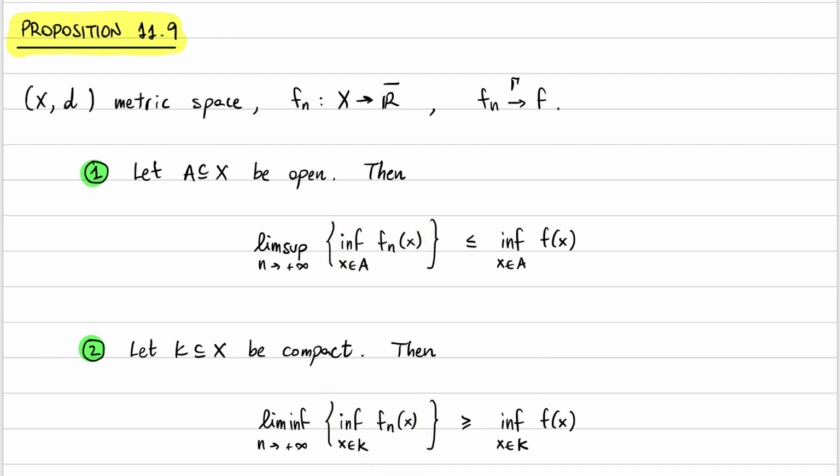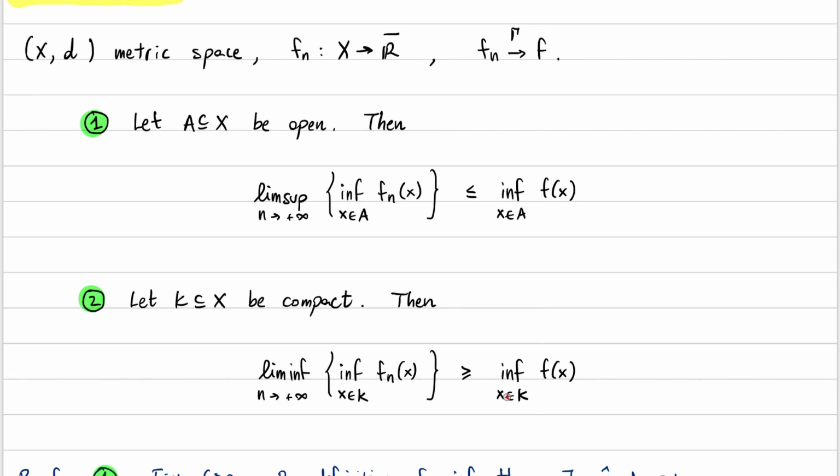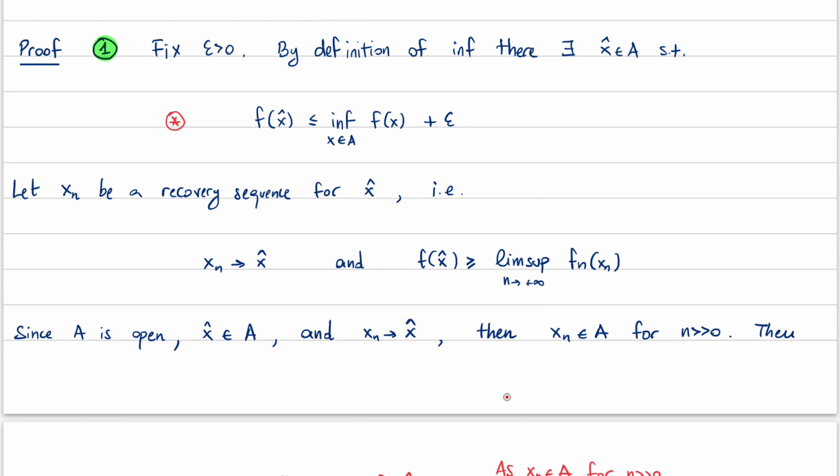So point 1 says that if A is an open subset of X, then the lim-sup of the infimums over A is less or equal than the infimum over A of the gamma limit. Point 2 instead tells you that if K contained in X is compact, then the lim-inf of the infimums for x in K of the functionals Fn is larger or equal than the infimum over K of the gamma limit. So let's see the proof of this proposition.